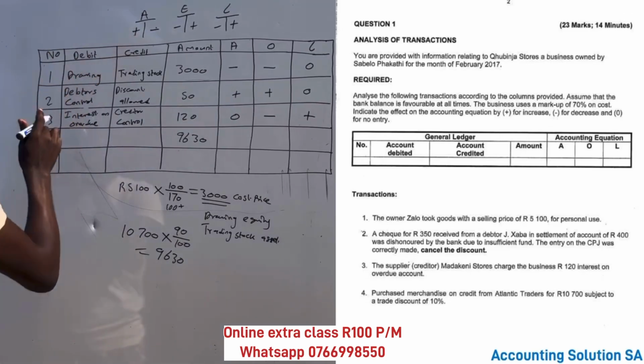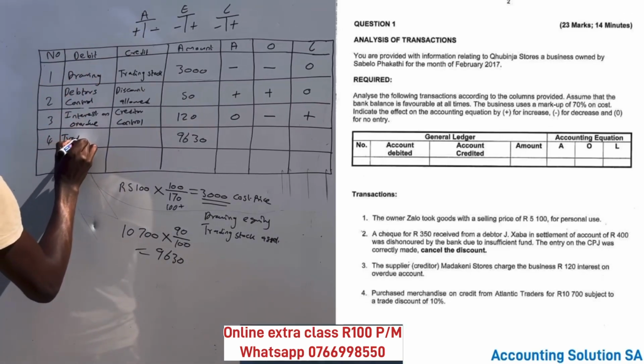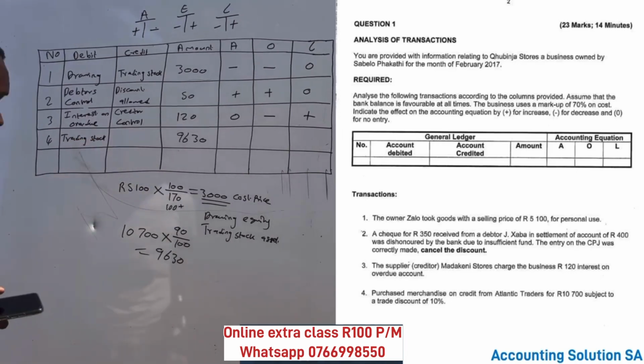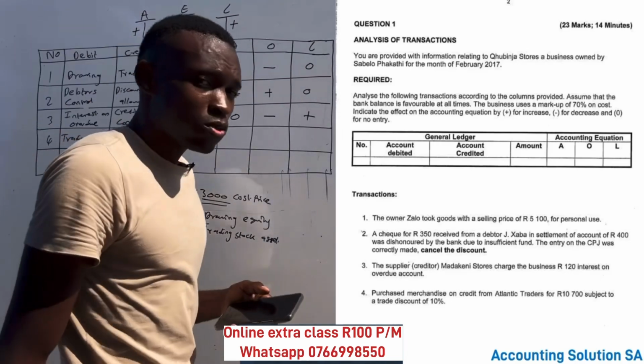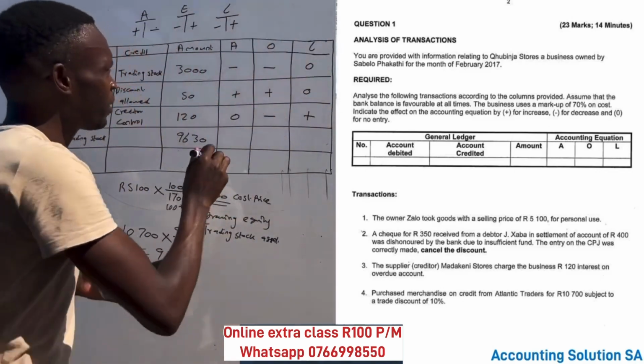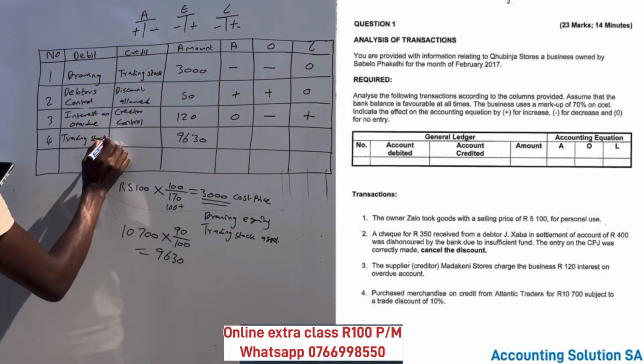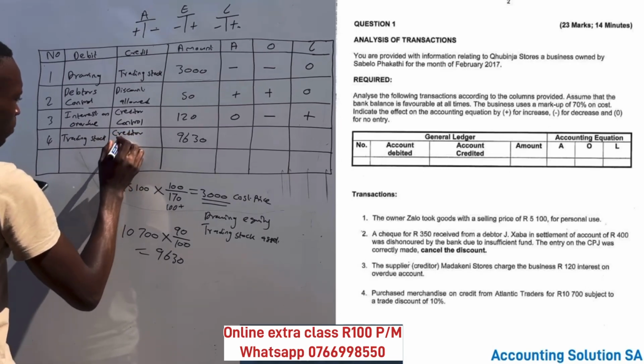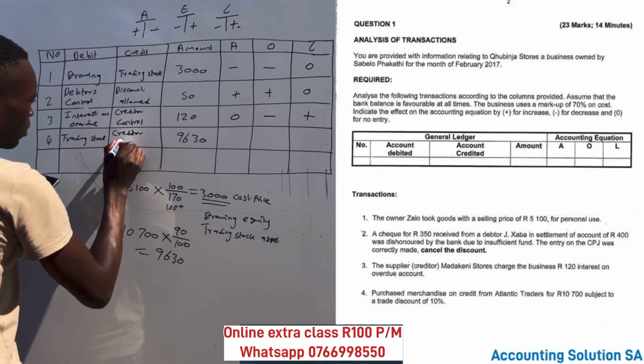Our assets have increased: trading stock. But this inventory that we purchased, guys, is going to increase liability because we haven't paid, which means our liability, creditors control, is going up. We didn't pay, we purchased on credit.